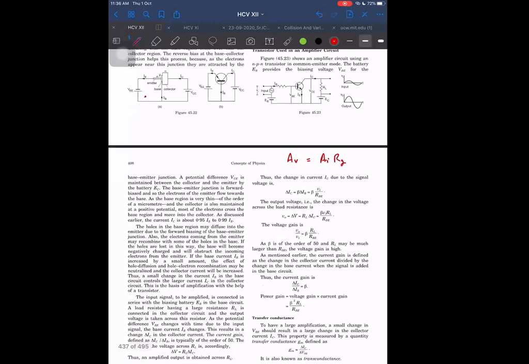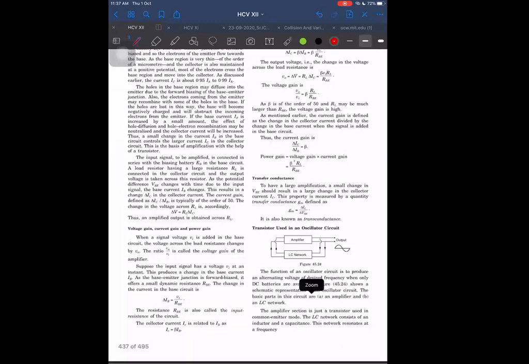What is the power gain? Power gain will become AI square into R, current gain square into R. Yes, that way we can write. Or voltage gain into current gain, that will be power gain. So let us see the formula which he has given here.